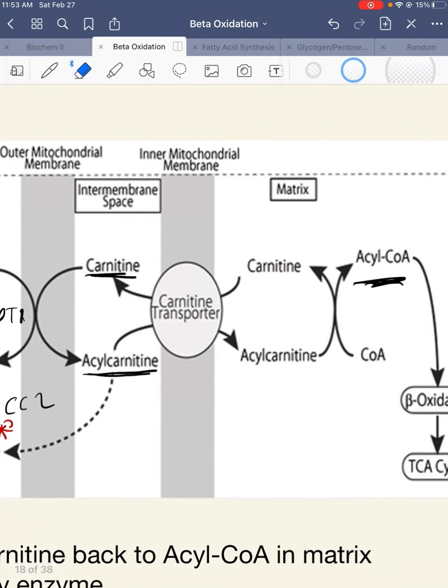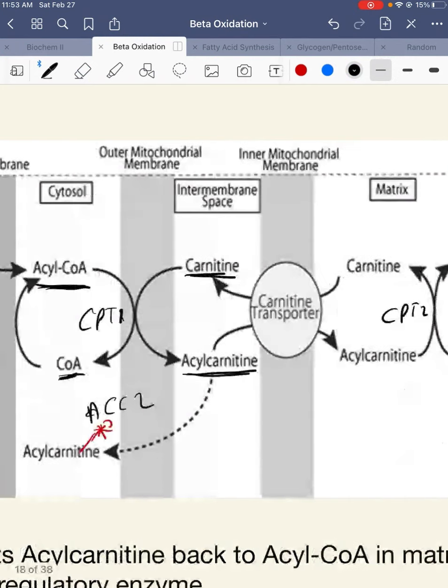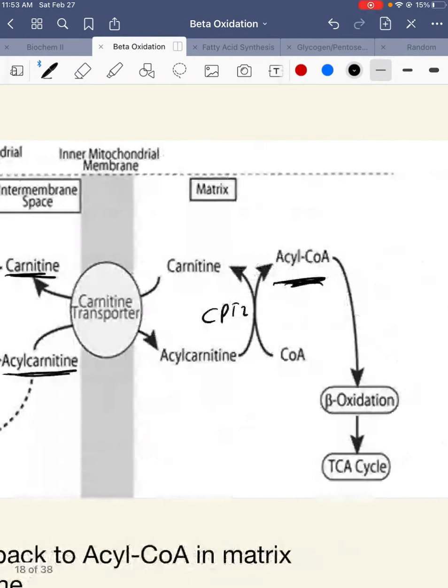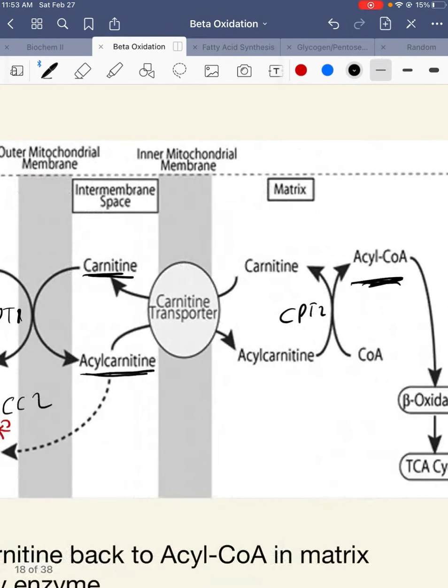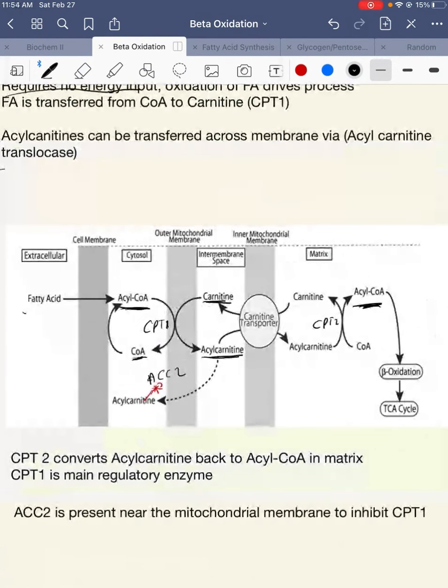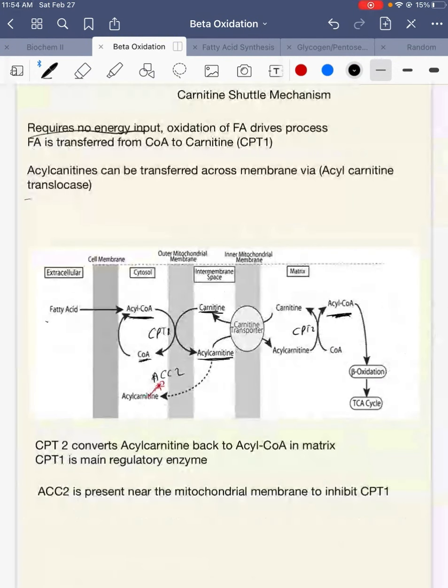Oops, so I messed up. This is supposed to be CPT2. So CPT2 is different than the carnitine transporter. Okay, so CPT1 runs here, and then CPT2 runs here, and then we have a transporter across the inner mitochondrial membrane. I think that's what it says. So fatty acids are transferred to CoA, CPT1, and acyl-carnitine can be transferred by the acyl translocase.